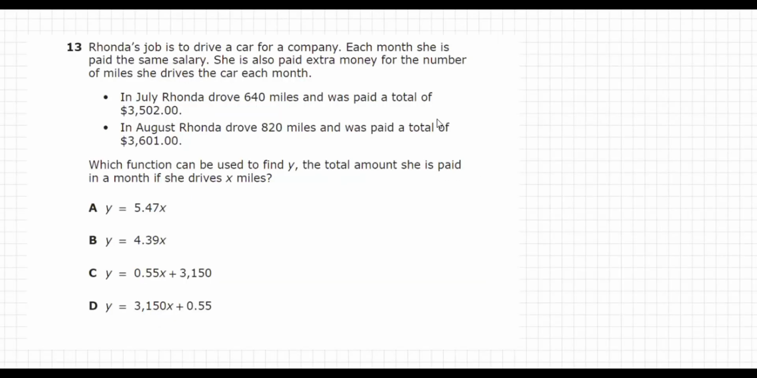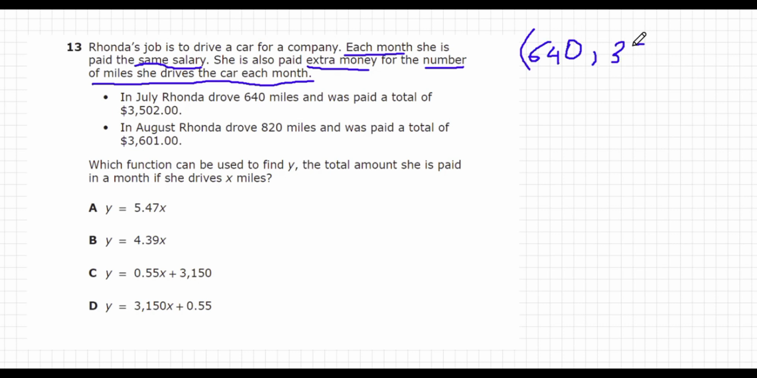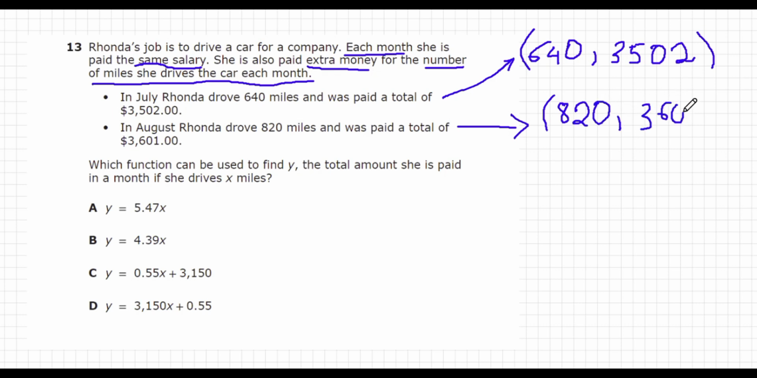Question number 13. Rhonda's job is to drive a car for a company. Each month she is paid the same salary. She is also paid extra money for the number of miles she drives the car each month. In July, Rhonda drove 640 miles and was paid a total of $3,502. In August, Rhonda drove 820 miles and was paid a total of $3,601. Which function can be used to find Y, the total amount she is paid in a month if she drives X miles? We have 2 points above.